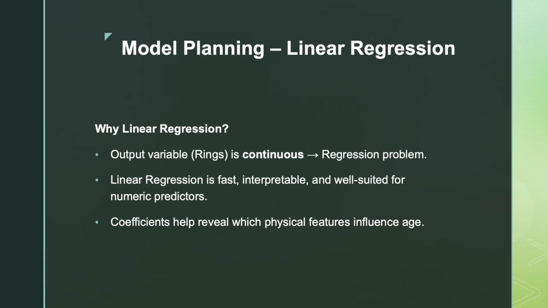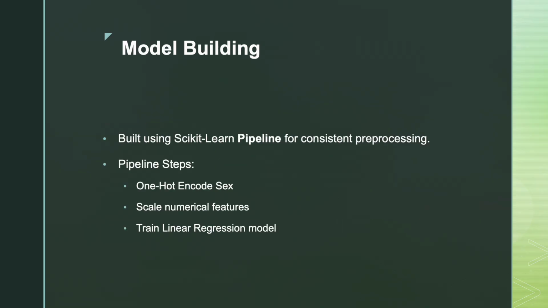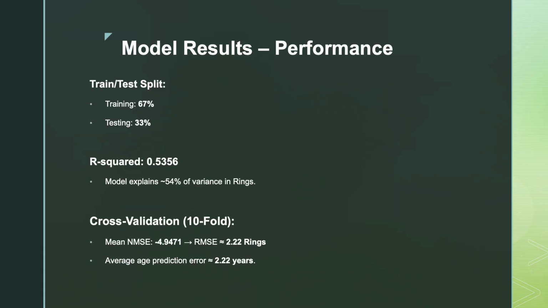Third step was model planning. In this, I selected linear regression because this is a continuous target problem. Linear regression models are fast, interpretable, and provide coefficients that reveal feature influence. The pipeline combined one hot encoding, scaling, and a linear regression estimator. Using a pipeline prevented data leakage and ensured identical pre-processing during cross-validation and prediction.